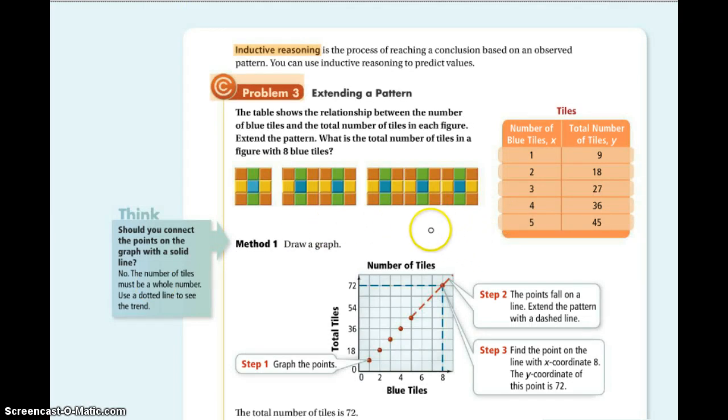All right, here's another pattern that we can analyze, plot and graph, come up with an equation. So here they're asking you to analyze the pattern between the blue tiles and the total number of tiles. So if there's one blue tile, if I count those up, there's 9 total tiles. In the next picture, there's 2 blue tiles. So if I count them up, when there's 2 blue tiles, there's 18 total tiles.